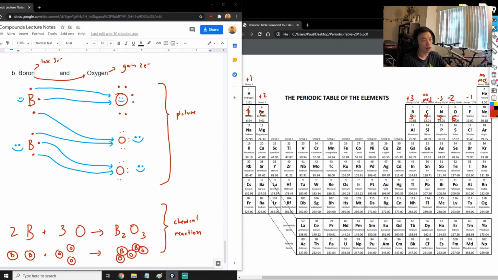Okay, so hopefully that was helpful in helping you understand ionic compounds and how they form. Just remember that the metals are going to give the nonmetals their electrons, and then that's going to allow them to come together to form an ionic compound.